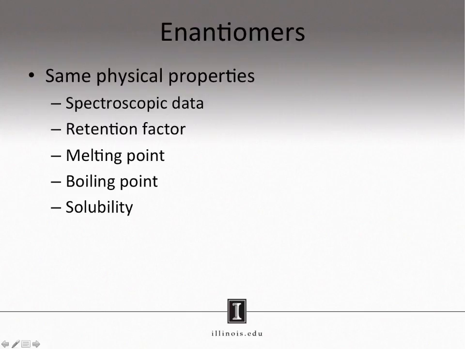Given the importance of distinguishing one enantiomer of a molecule from another, just how easy is it to distinguish the enantiomer of one molecule from the other? Unfortunately, enantiomers have the same physical properties. For example, 2 enantiomers of a single molecule would give us the same proton NMR spectroscopic data. They would have the same retention factor on a TLC, they would also melt at the same temperature, boil at the same temperature, and have the same solubility.